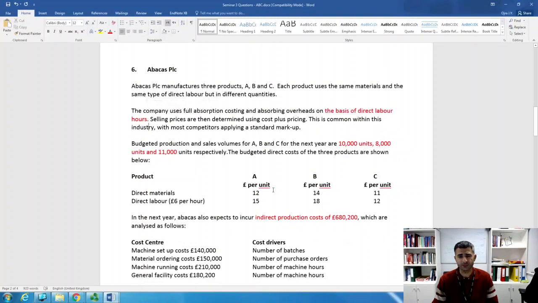If you go back and remember the formula you need to use, it's the OAR, overhead absorption rate, which is the total production overhead divided by the activity level. Of course here we talk about the number of labor hours, but the number of labor hours is not available here. And even the direct labor hours per unit is not available here. So we need to find it out.